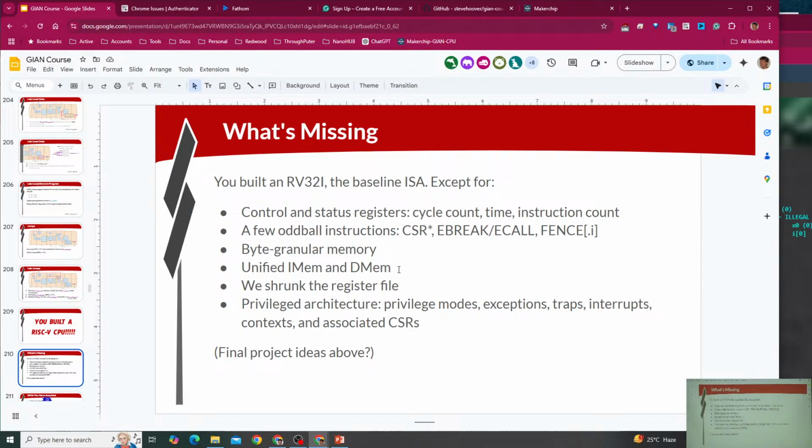We also shrunk down the register file. That's just a parameter, and the only reason I did that is so that we can fit these designs more easily onto tiny tape out if anybody is intending to do that. We also didn't implement the privileged architecture.